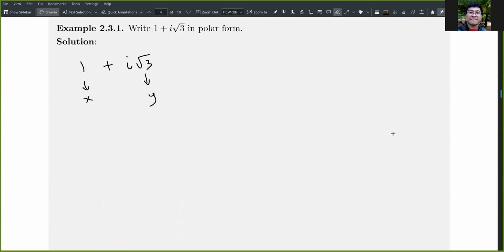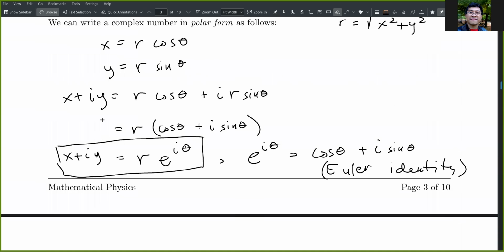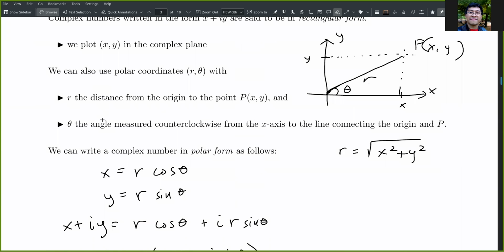Here we can easily find that r equals the square root of 1 squared plus the square root of 3 squared, and that would be 1 plus 3, or square root of 4, or 2. Now we want to get theta also. How do we get theta?